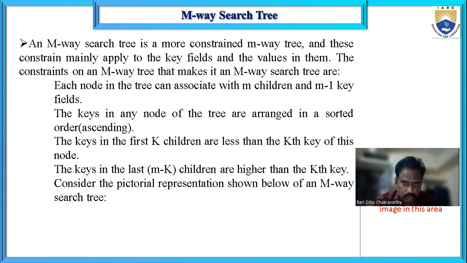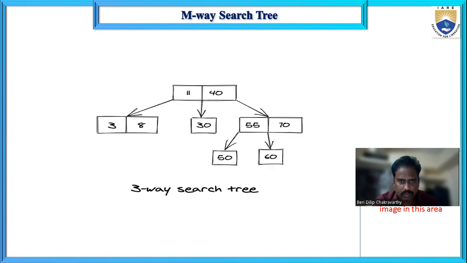It must have a maximum of M minus 1 key fields. The keys in any node of the tree are arranged in ascending sorted order. The keys in the first k children are less than the kth key of this node. Similarly, the keys in the last M minus k children are higher than the kth key. So we have seen the pictorial representation of an M-way search tree.